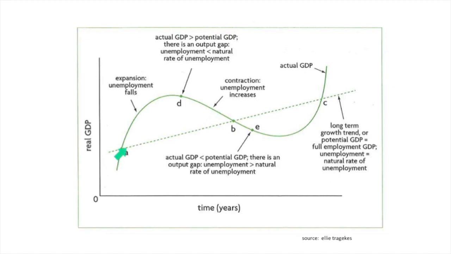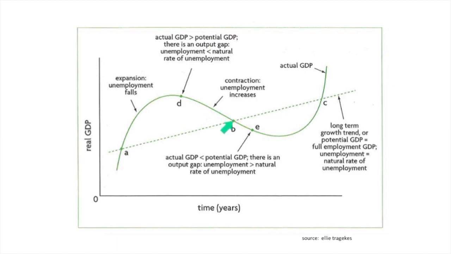All right, so as you move from A to D, what's happening? Well, there's an expansion and unemployment would fall. This line represents 5% unemployment. So from A to D, there is expansion of the economy. Unemployment's going down to 3%, right? So therefore, actual GDP would be greater than potential GDP. And there's an output gap, as I was saying, right? And unemployment would be less than the natural rate of unemployment. Then there would be contraction, and you get down to B.